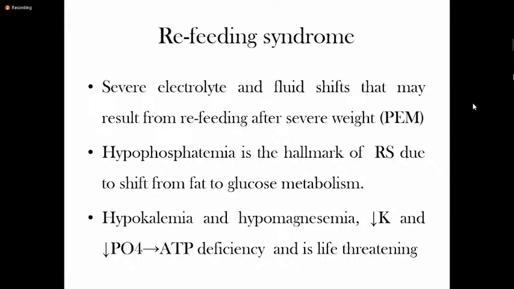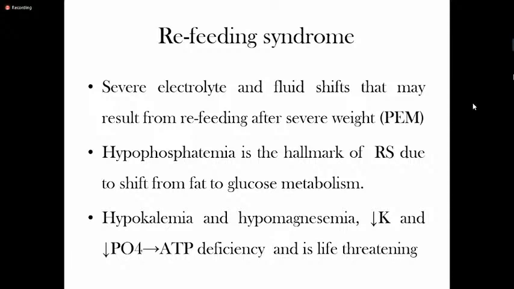There's severe electrolyte and fluid shifts that may result from refeeding after severe malnutrition, okay? So hypophosphatemia is the hallmark of refeeding syndrome, due to the shift from fat to glucose metabolism, fat and protein metabolism. So what happens is when we introduce glucose into circulation, we start using the phosphorus to mobilize glucose for utilization. We phosphorylate glucose, and that removes the phosphate in circulation. Okay? That reduces the phosphate in circulation.